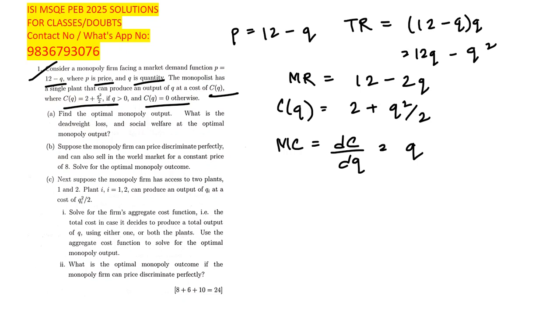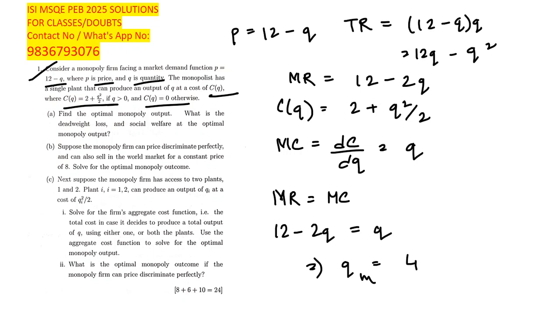So now we have to find out the monopoly output. We know that MR is equal to MC. So then it is 12 minus 2Q is equal to Q, or Q is equal to 4. That is the monopoly output. We can represent it by this.